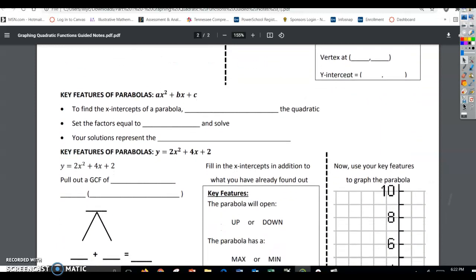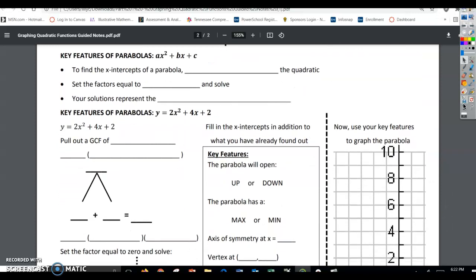All right, key features of parabolas. Ax squared plus bx plus c. To find the x-intercept of a parabola, factor the quadratic. Set the factors equal to 0. And your solutions represent the x-intercepts.